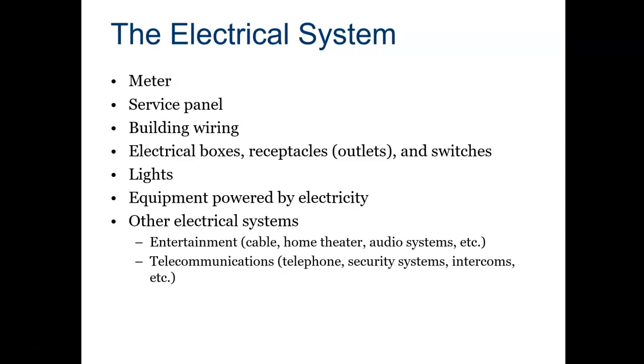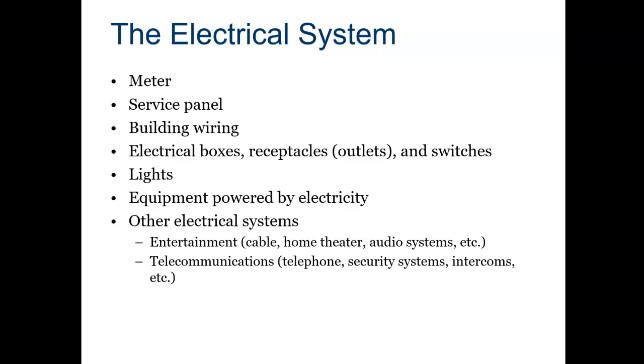The components that are included in an electrical system are the basic meter, service panel, the building wiring, electrical boxes and receptacles. The boxes are behind the drywall in the house, and they hold the outlets. They are attached usually to the side of a stud, or a 2x4, or 2x6 if they're using 2x6 studs. And switches, the lights, and equipment powered by electricity.